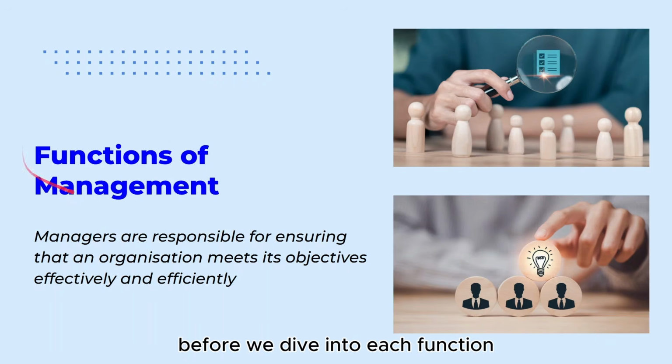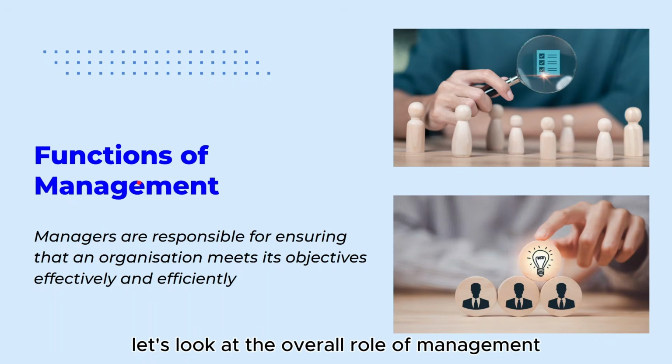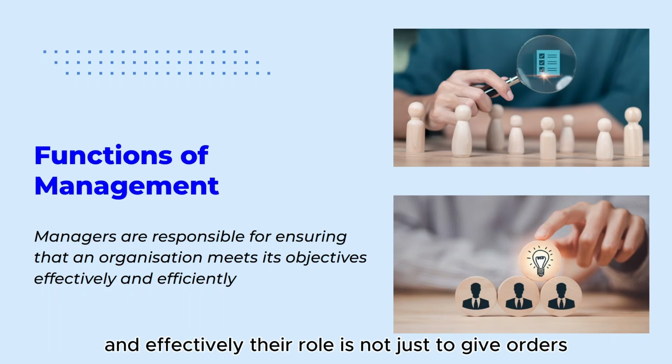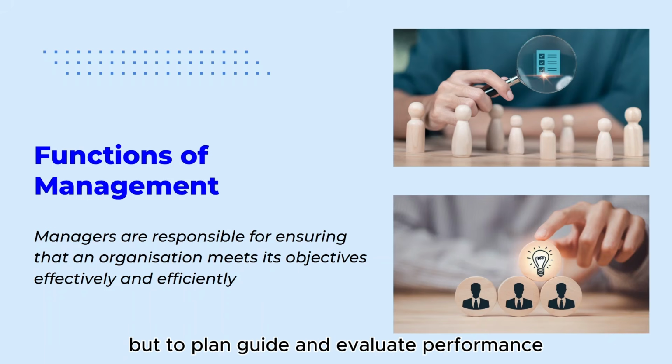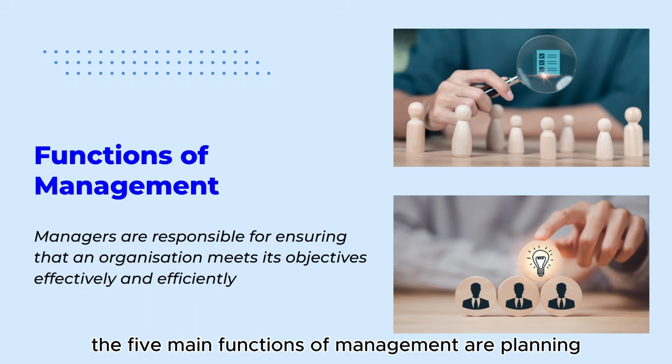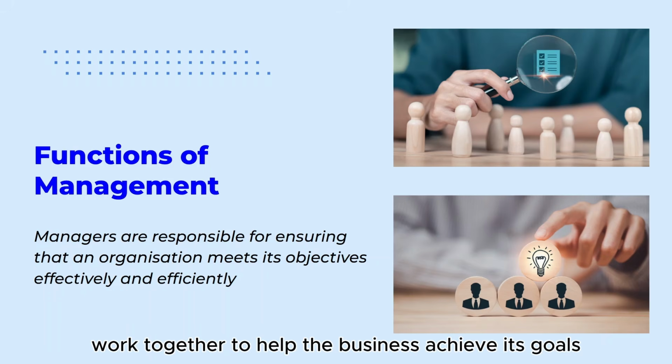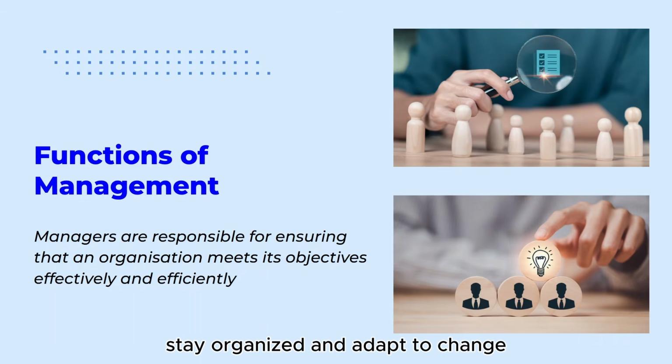Before we dive into each function, let's look at the overall role of management. Managers are responsible for ensuring that an organization meets its objectives efficiently and effectively. Their role is not just to give orders, but to plan, guide, and evaluate performance. The 5 main functions of management are planning, organizing, coordinating, commanding, and controlling. These functions work together to help the business achieve its goals, stay organized, and adapt to change.